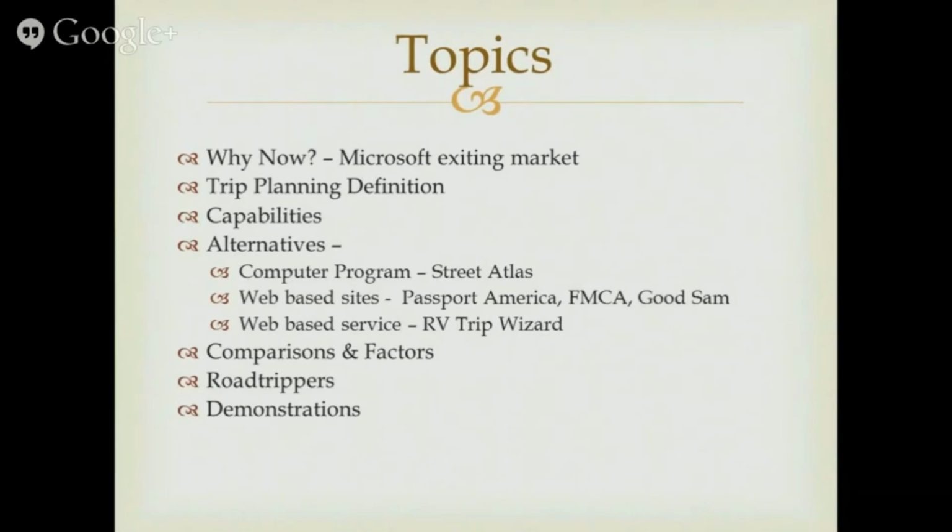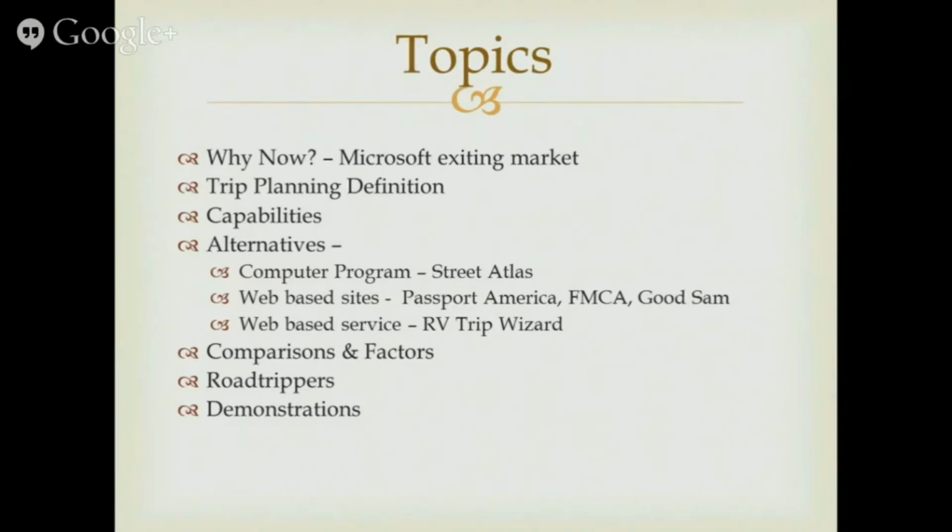We'll focus on Street Atlas Plus, which is a DeLorme product, and the reason that we're focusing on that was because there were two highly rated computer programs. The first and most popular is Microsoft Streets and Trips, but it's disappearing. And the second was Street Atlas.